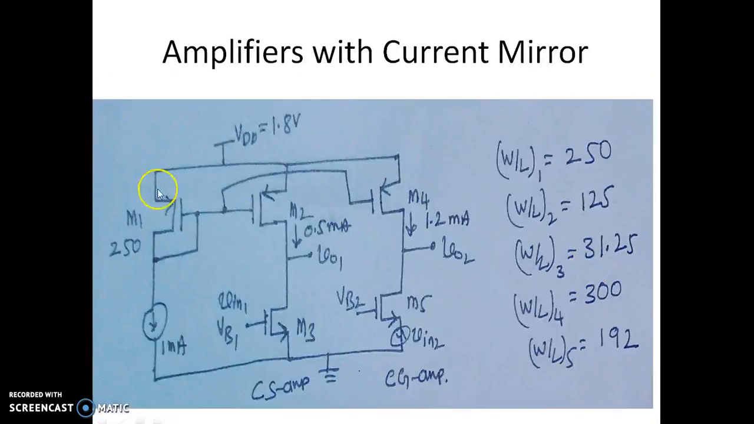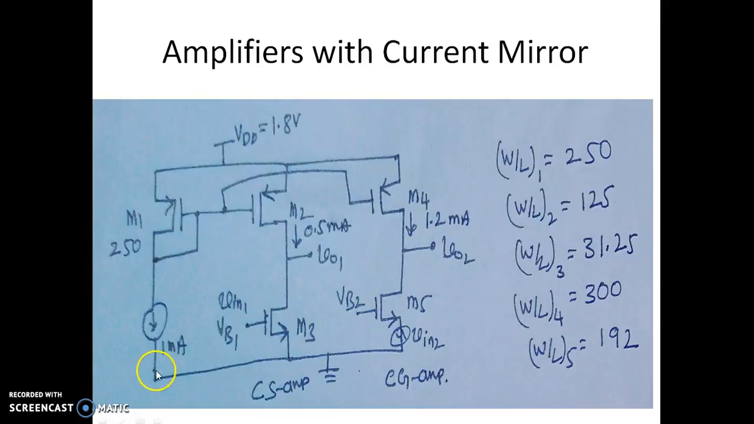So now ultimately we are supposed to have a current mirror with dimension as 250 W/L. The W/L of M2 is 125, which guarantees a current of 0.5 milliamperes, and the M3 dimension is found out to be 31.25 to have a gain of 250. M4 has a W/L ratio of 300, and M5, this 300, will guarantee a current of 1.2 milliamperes. This W/L of 5 guarantees a gain of 400.